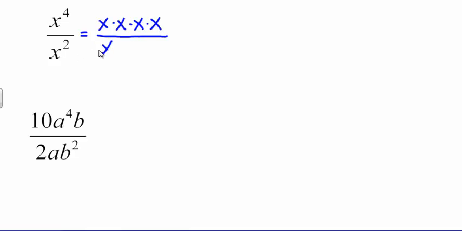On the top and on bottom, we have x times x. We will go ahead and cancel any x's that we can on top and bottom. So we see there's 2, leaving us with the solution of x to the 2nd power.